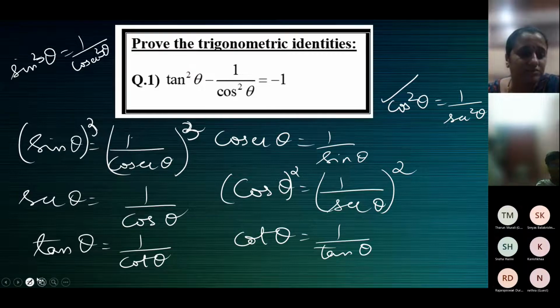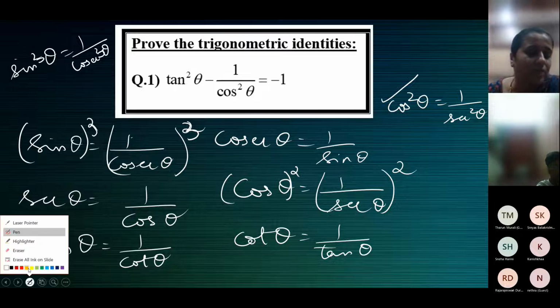Is it fine, children? Any result, you can square it on both the sides. You have a result. You can square the result on both the sides and get a new result. You can cube it on both the sides, get a new result.